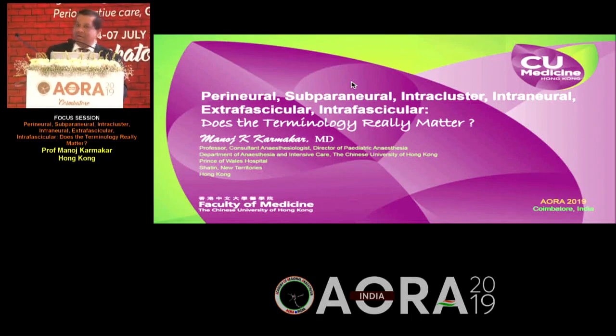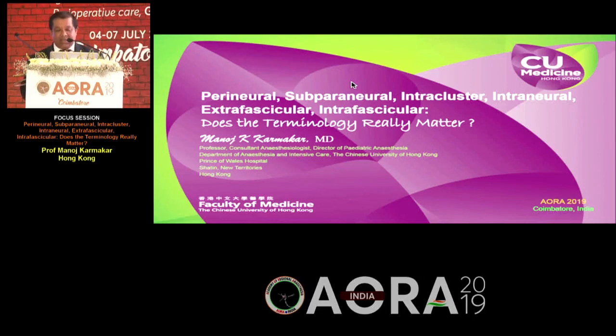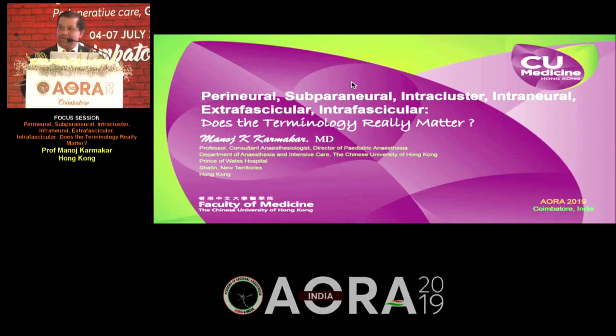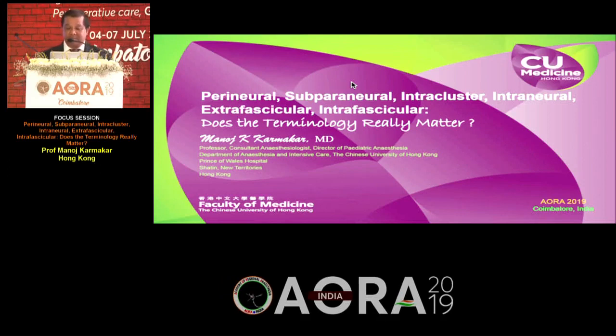Namaskar, vanakkam. So I've been given the task to try and decipher what these various terminologies really mean when it comes to peripheral nerve blockade, and to try and define if these terms really make a difference.